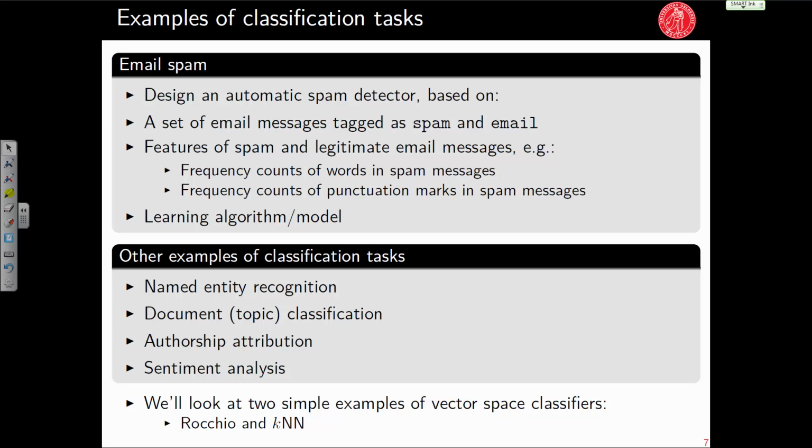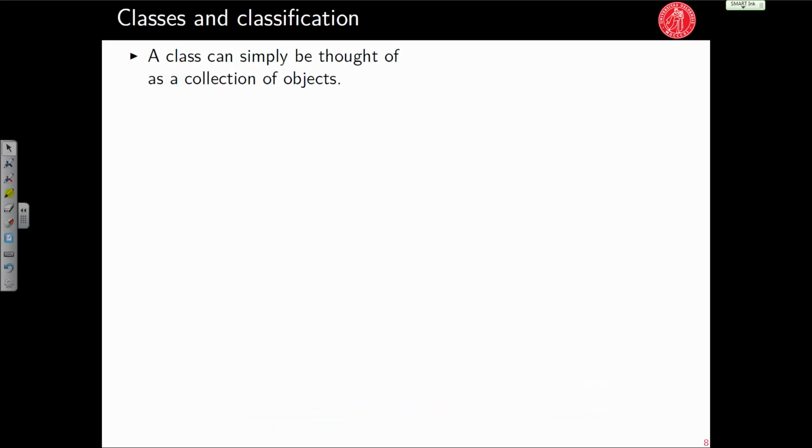But they are by no means the only classifiers that exist in machine learning. And they can be powerful for some tasks. So KNN can be powerful for handwritten digit recognition, but not all applications will be efficiently solvable using these two algorithms. Okay, so that's it for what is classification.